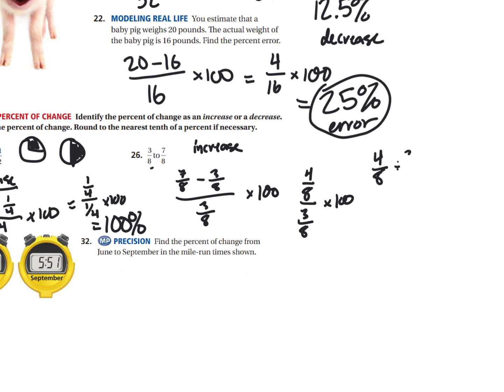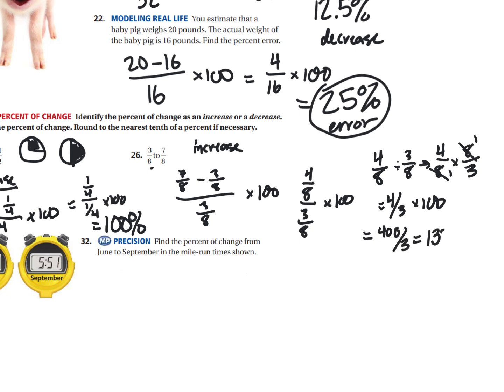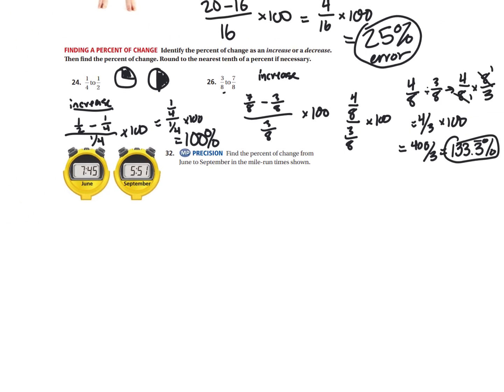4/8 divided by 3/8, which then in turn means we got to multiply by the reciprocal. These two are just going to simplify to 1s, and I'm left with 4/3 times 100, which is 400 over 3, which as a decimal is 133.3 repeating percent. Okay, so again, it was an increase, and there's our how much it increased.